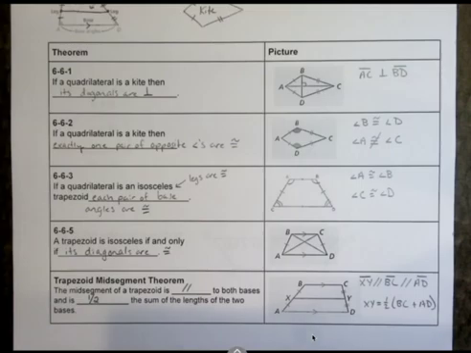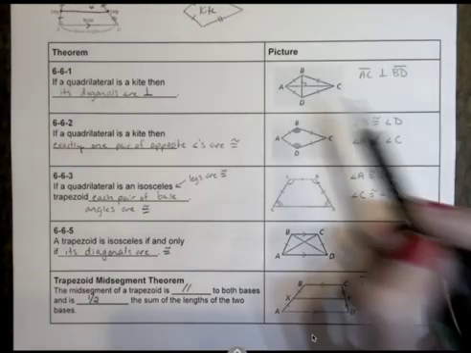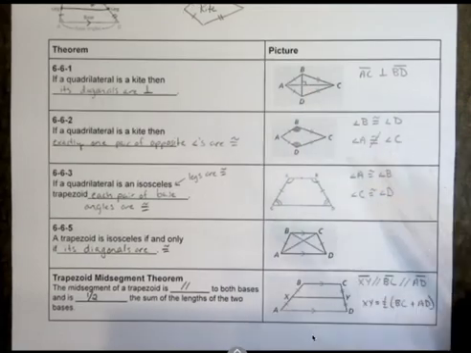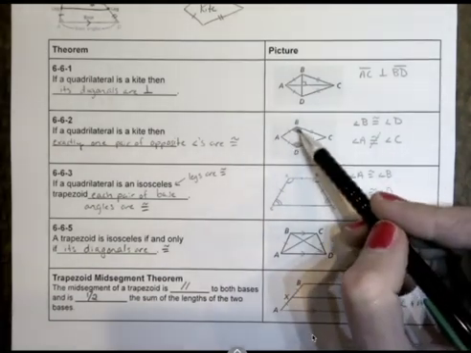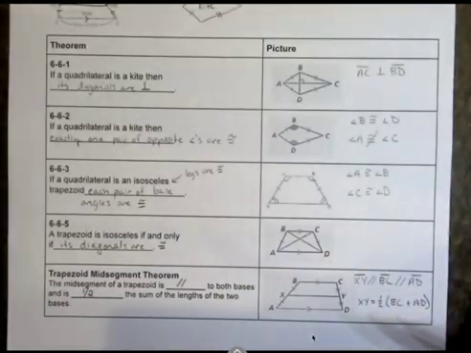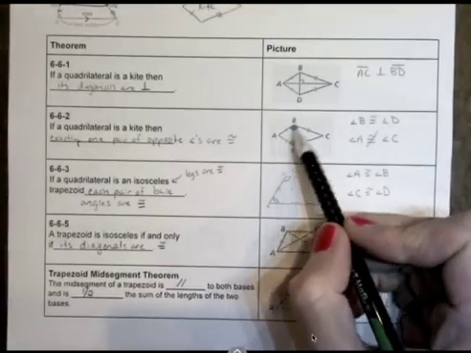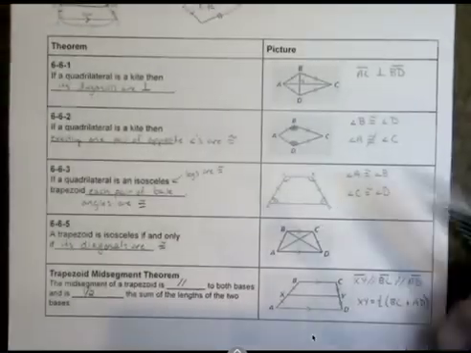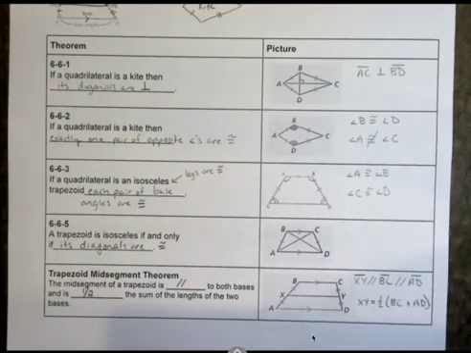If it's a kite, then the diagonals are perpendicular. Remember, that means they're meeting at a right angle. Kites also have one pair of opposite congruent angles, and those angles are always where the non-congruent sides join. So in this one, B and D are the same, but A and C are not the same.